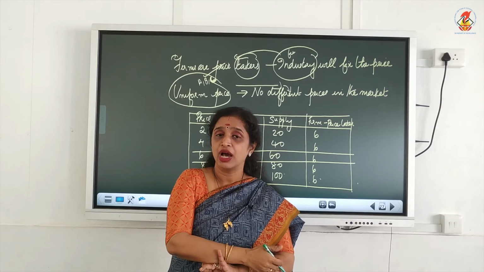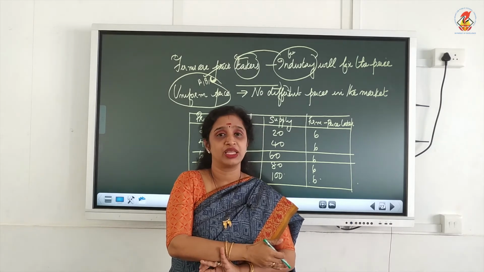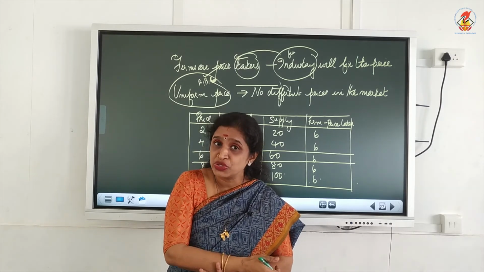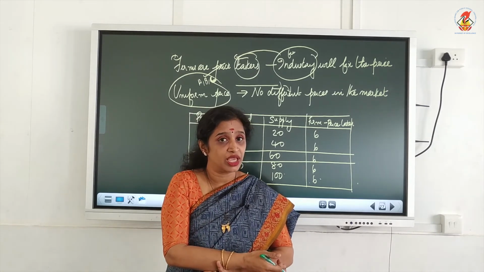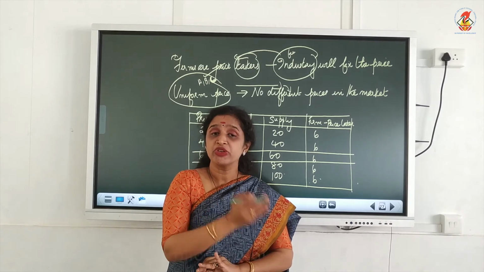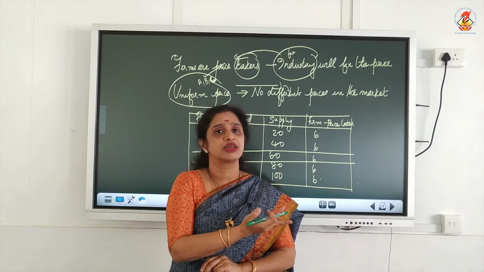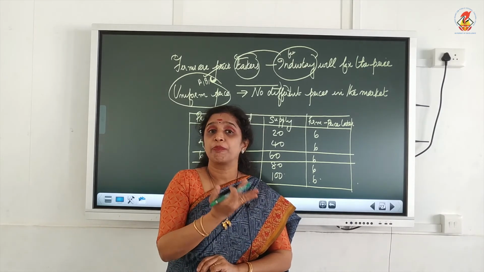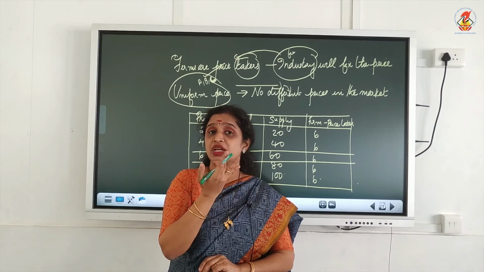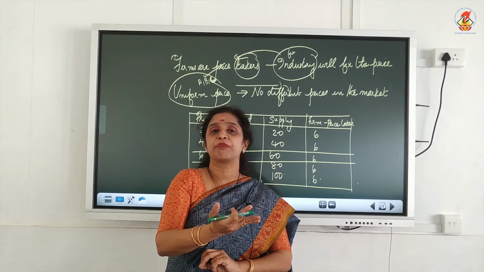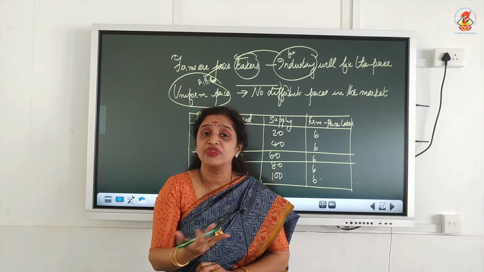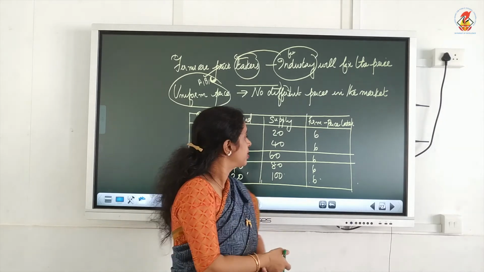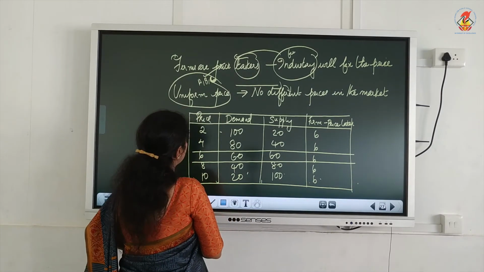Now let us see how the price is fixed by the industry due to the forces of demand and supply. So I am repeating the point once again. In a perfect competition, firms are only price takers and the industry is the one who fixes the price. How does the industry fix the price? Due to the forces of demand and supply. Now let us see that with the help of a table.